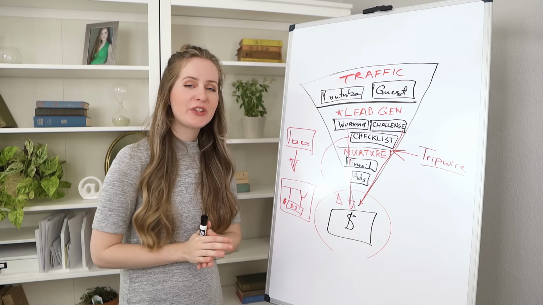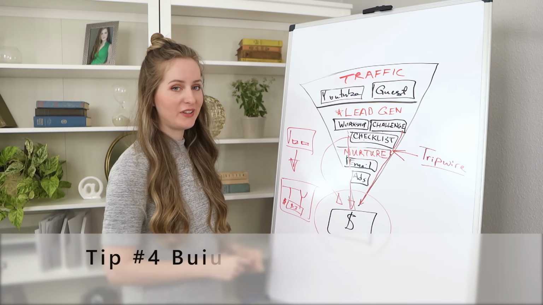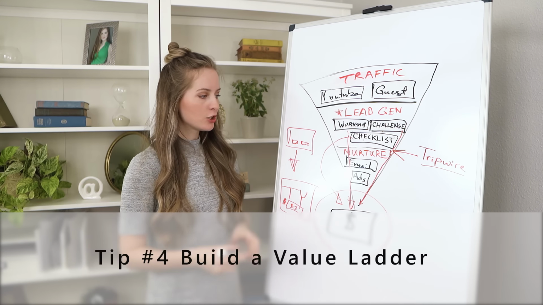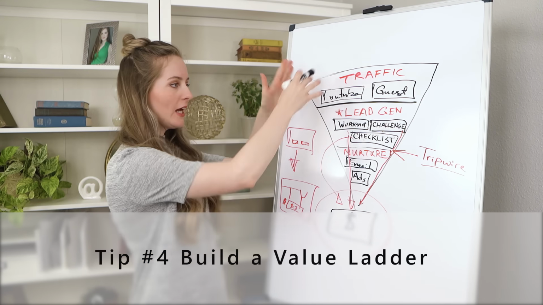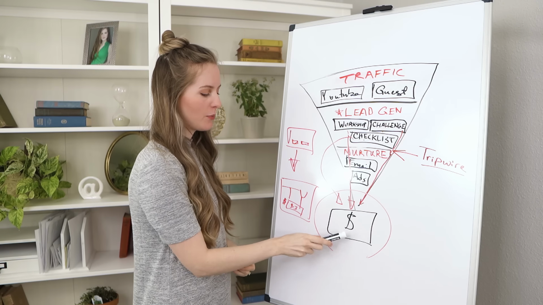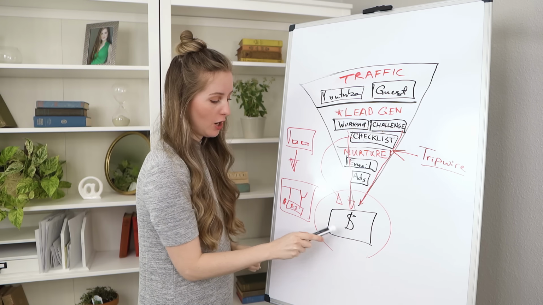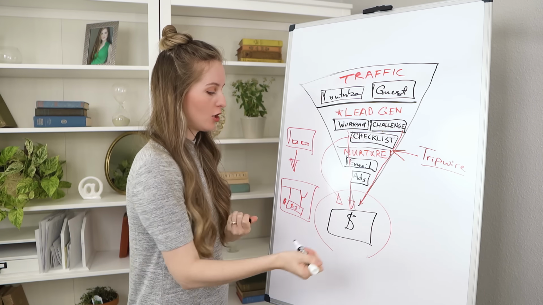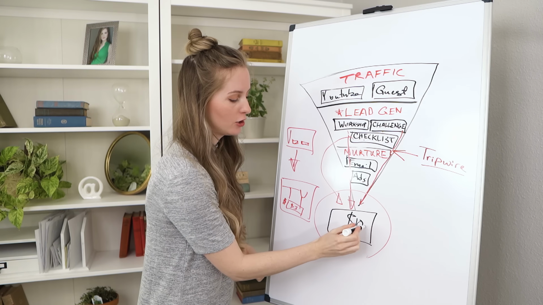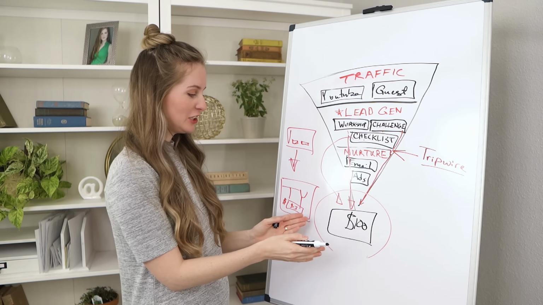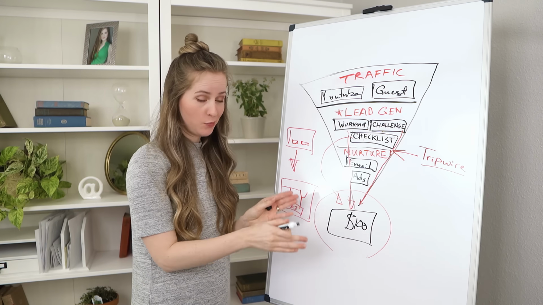Okay, now let me share with you my final tip for how to improve this, tip number 4. So right now with this current system, if someone goes through this whole process, they get down here and they have the opportunity to buy this one product for however much that product costs. Let's say it costs $100. So no matter how many sales you have, they'll never spend more than $100. But this fourth tip is to use something called a value ladder.